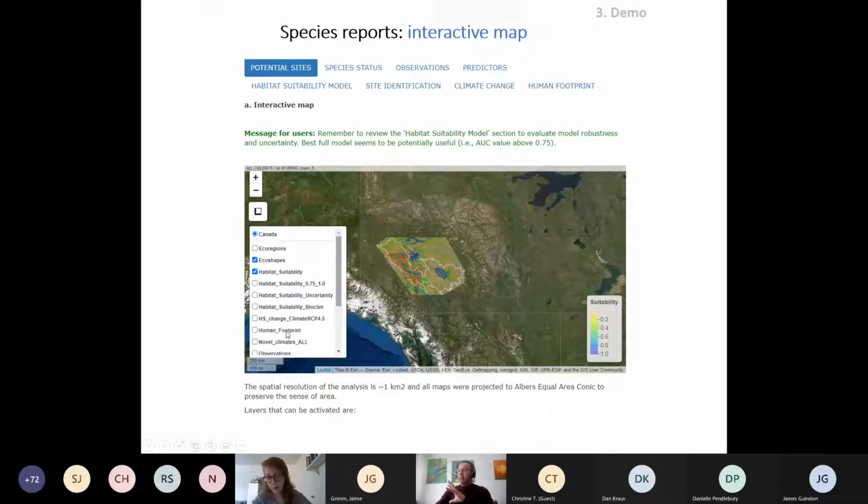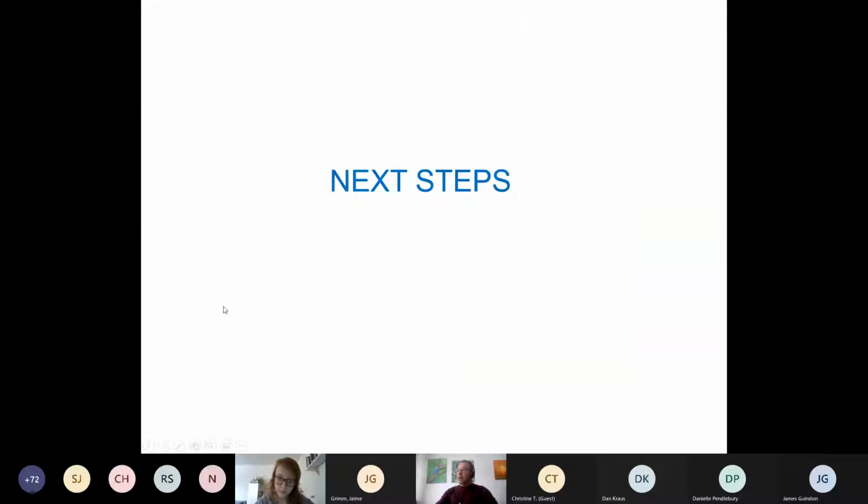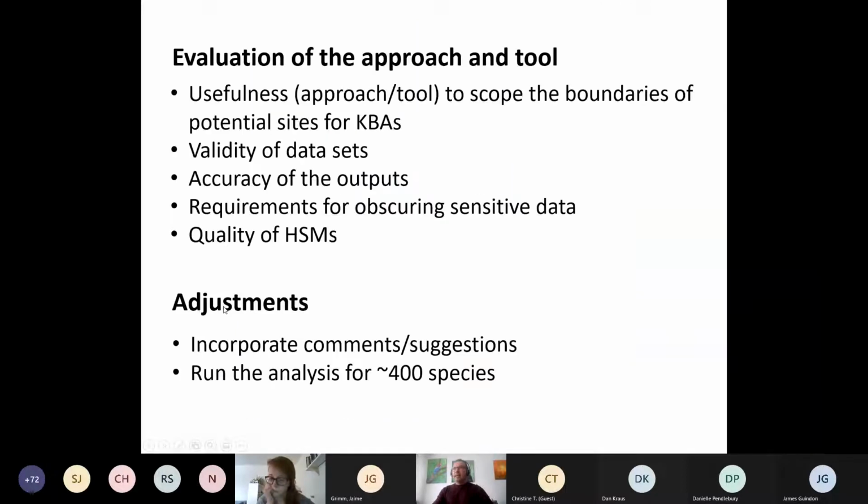So this is the general tool that you saw before. It's a landing page, and then species by species that people can go through and just use this tool in order to identify and complement this tool with different approaches. This is my last slide.